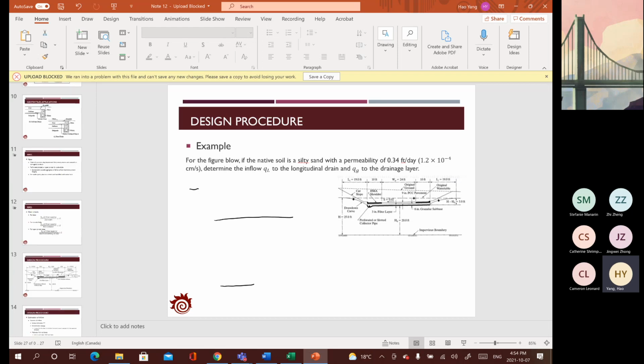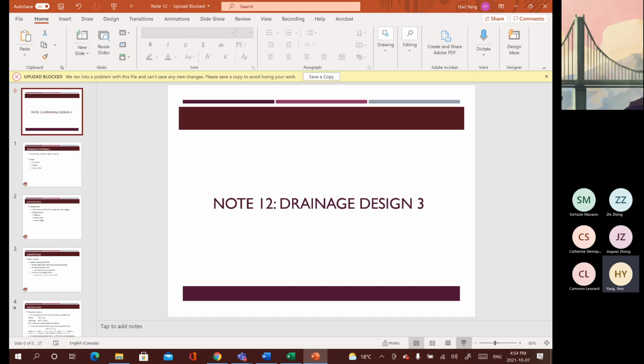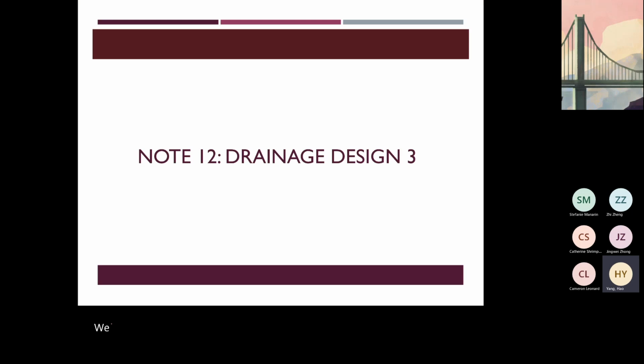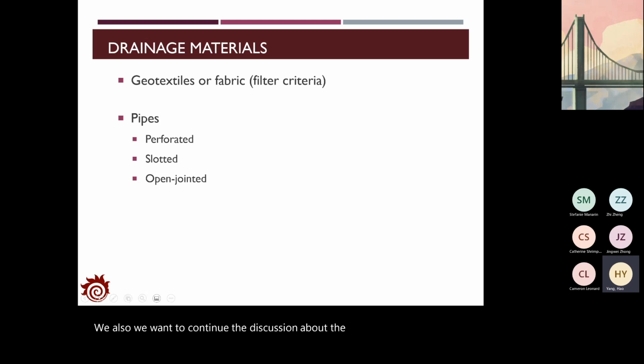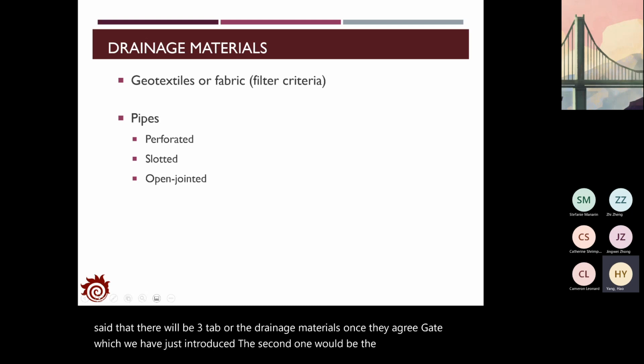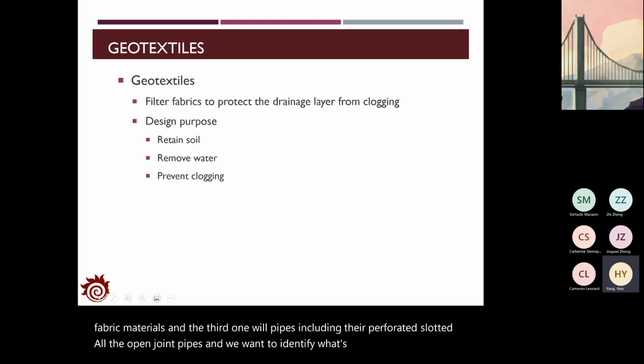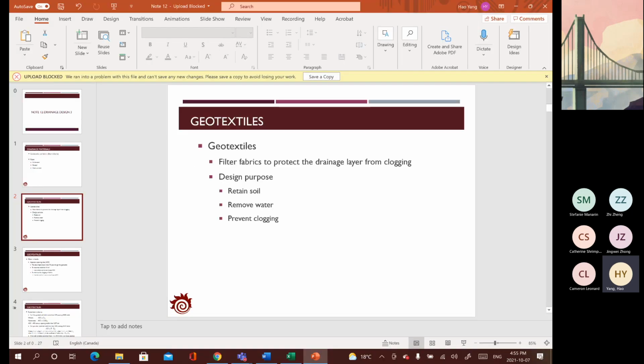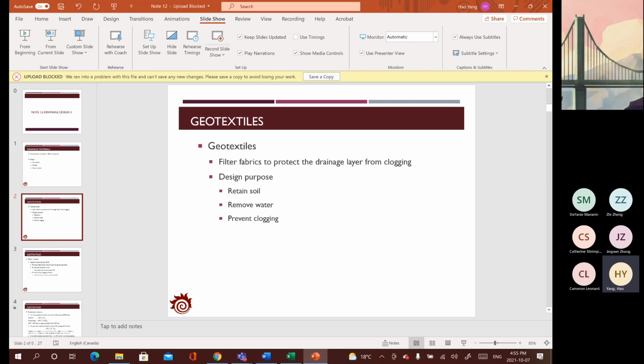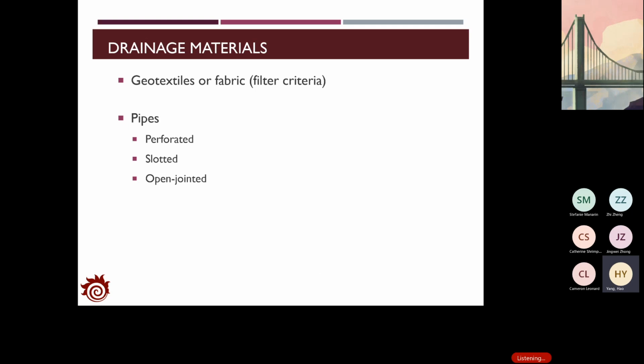In this slide, we want to continue the discussion about the drainage design, and we said that there will be three types of drainage materials. One is the aggregate, which we have just introduced. The second one would be the geotextile or fabric materials, and the third one would be the pipes, including the perforated, slotted, or open joint pipes. We want to identify what criteria we have to use to select the most appropriate geotextile materials or pipes for the drainage layer.